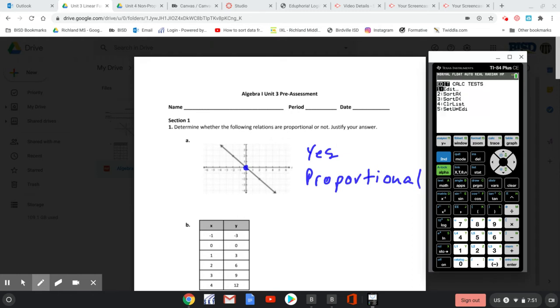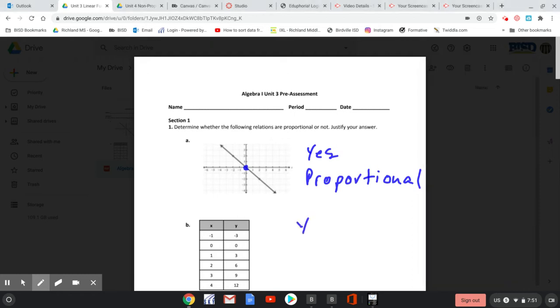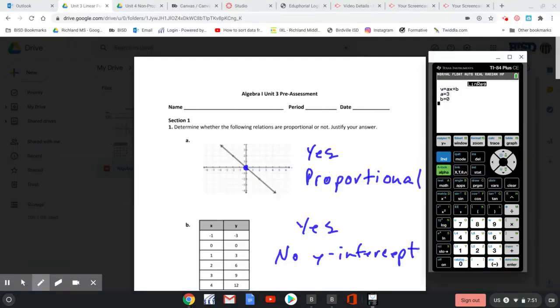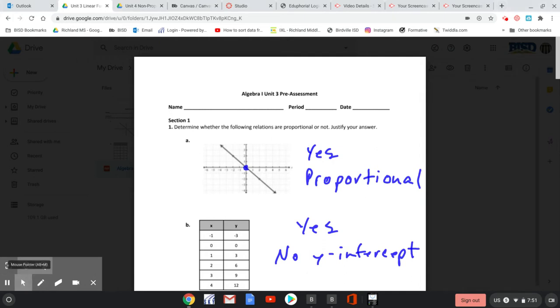I'm going to hit stat, tab, so it goes over to calculate, 4, enter all the way, and I can see that the slope is 3 and there is no y-intercept, there is no b, so yes, this is proportional. Why? Because it has no y-intercept. That means it will pass through 0, 0 if it's graphed. In fact, if we put the equation in, we would see that it would go through 0, 0. Let's see the next one.